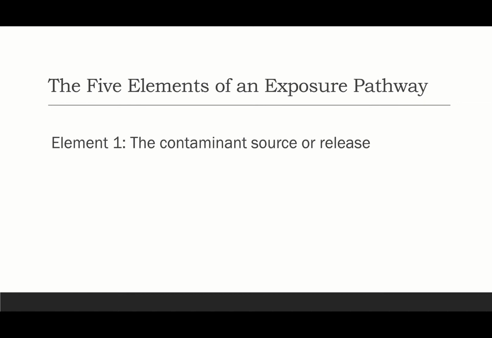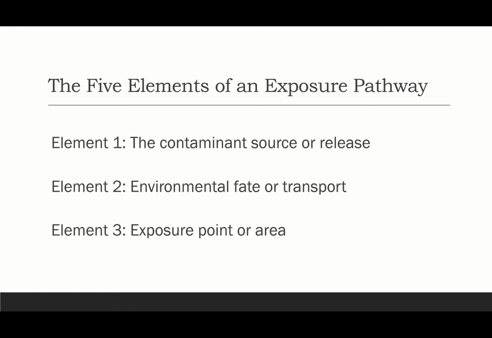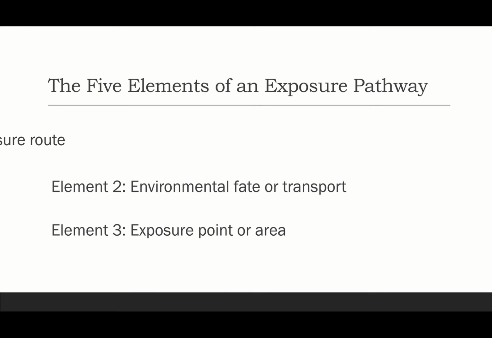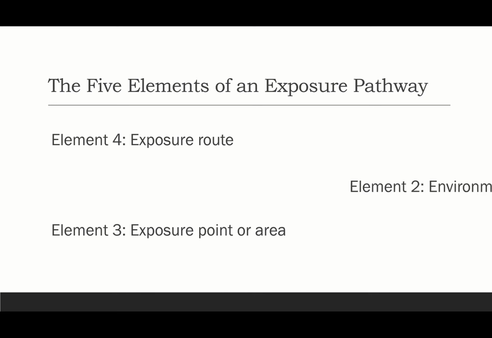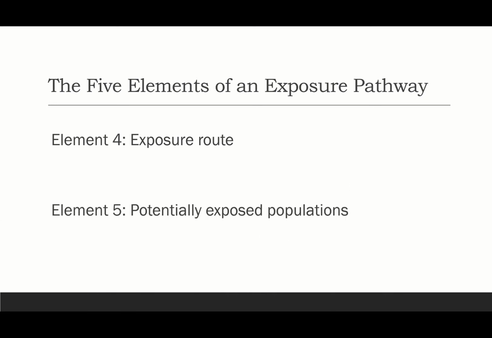So what are the 5 elements to consider when evaluating exposure pathway? The first is the contamination source or release. Next is environmental fate or transport. Exposure point or area. Exposure route. And potentially exposed populations. All 5 elements of an exposure pathway must be present to consider the pathway complete. I will now go into more detail for each element.